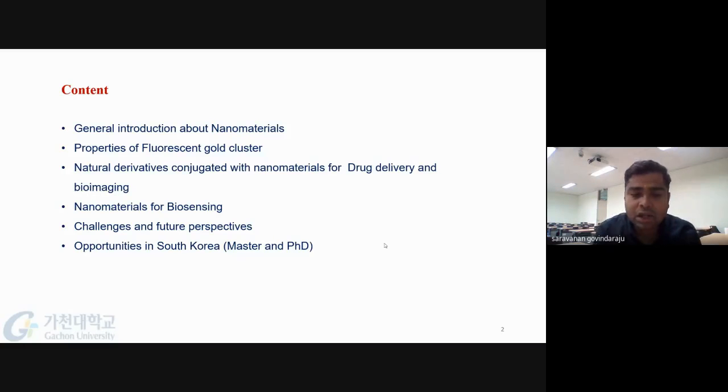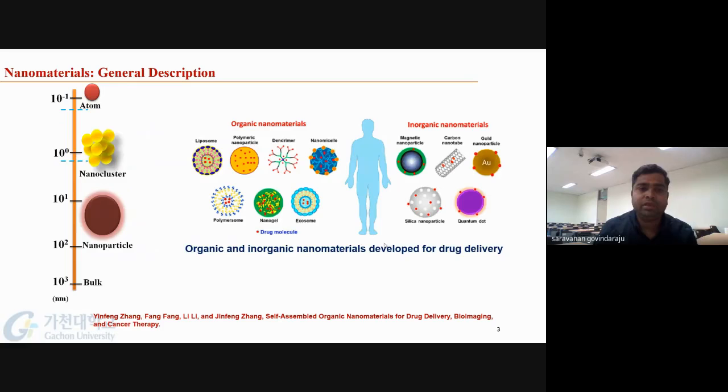And then what are the opportunities in South Korea if you want to do a master's or PhD, what the opportunities are, how you have to approach the professors, and what benefits you will get from funding agencies. So I'm going to explain that here.